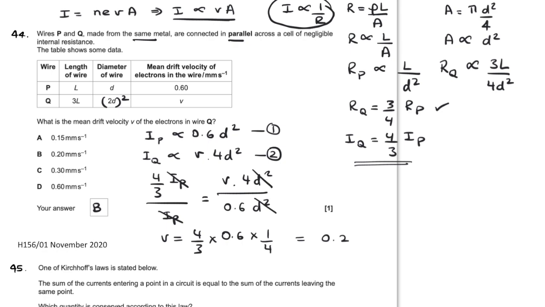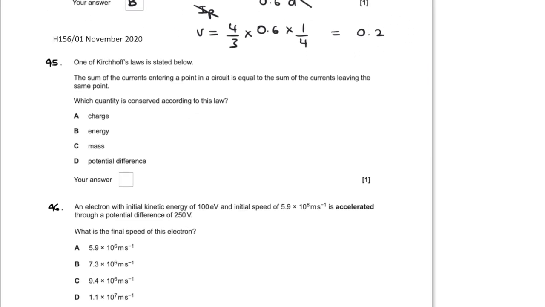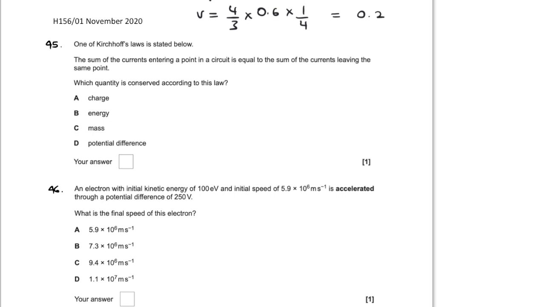Now let's move on to the second question, 45. In question number 45, we are given that the sum of the currents entering a point in a circuit is equal to the sum of currents leaving the same point. Which quantity is conserved according to this law? That's really straightforward. A is the answer, as current is proportional to charge, and therefore charge is conserved.